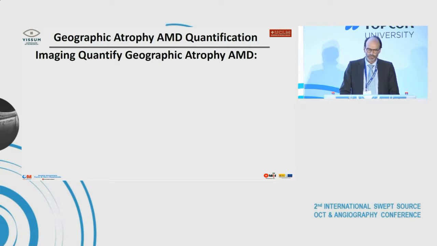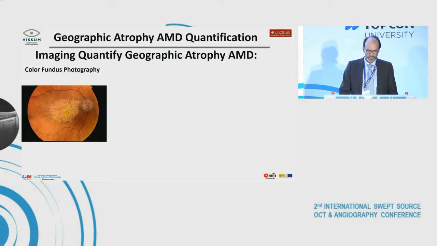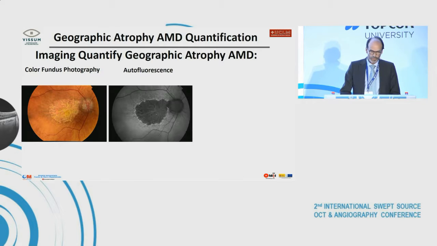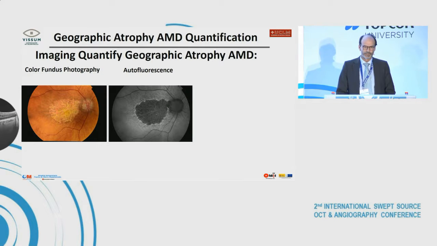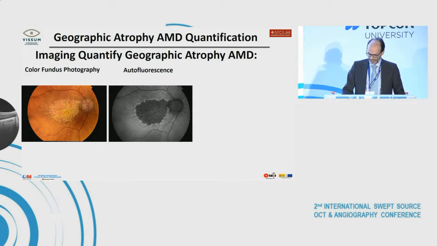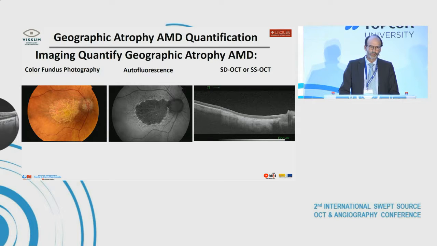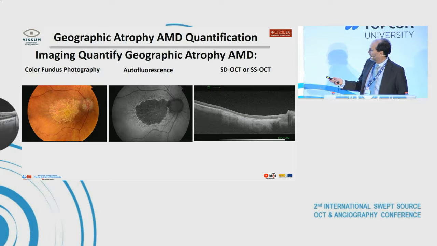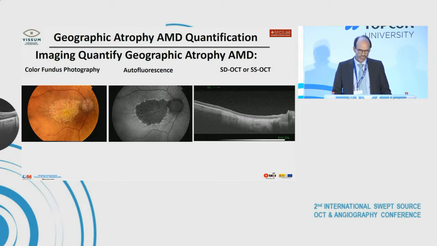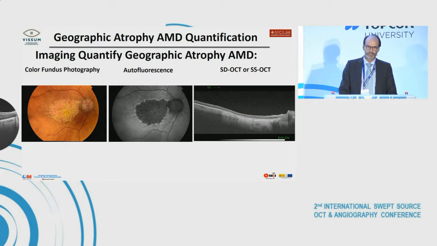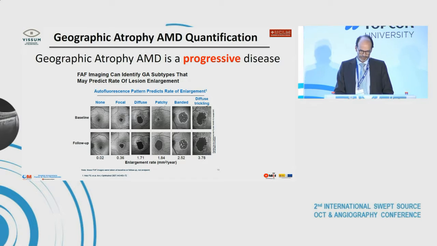How can we quantify geographic atrophy? We can study geographic atrophy by color fundus photography, but it's not easy to determine the limits of the lesion. We can use fundus autofluorescence, where the border is more clearly defined. And now, with the new technology, spectral domain, or especially with Swept-Source OCT, we can analyze the border of the lesion to study the transition zone, which is most important in this lesion in AMD.